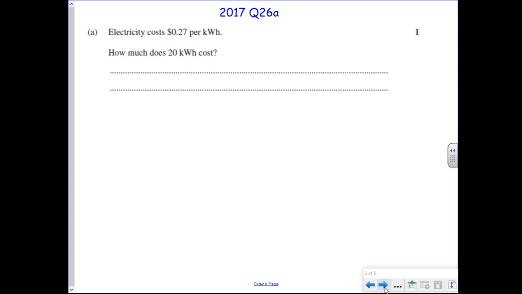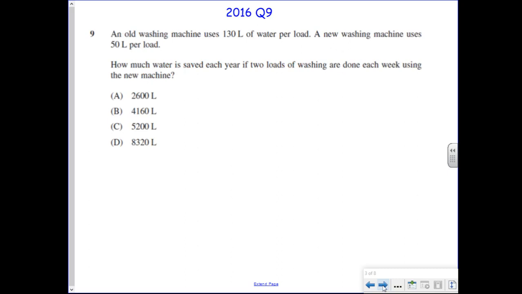Going into this next question, this is the very first question, the free response part of last year's paper, so it should be pretty basic, and it is. Basically, you're saying electricity costs that much per kilowatt hour. How much does 20 kilowatt hours cost? So it's literally just 20 times 0.27, which equals $5.40. That's it. So going on to the next question, it's simple as that. And it's the first question, the free response. It should be quite basic.